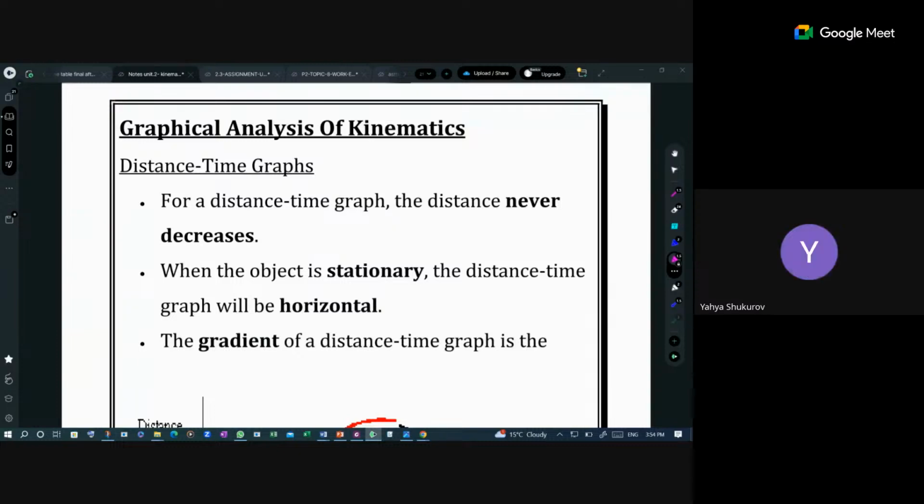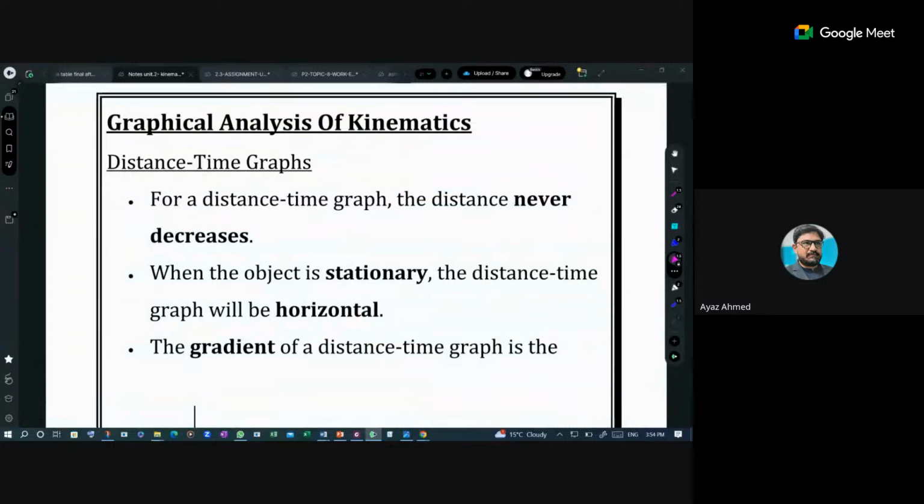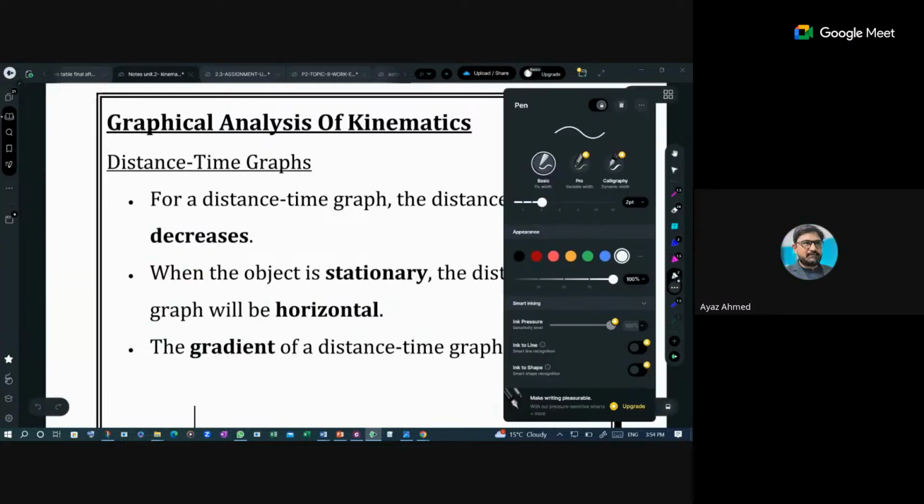Okay, so today we will discuss graphical analysis of kinematics. Today, inshallah, we will be done with this chapter, and then we will talk about some past paper questions. Graphical analysis is one of the most important techniques in our kinematics questions.